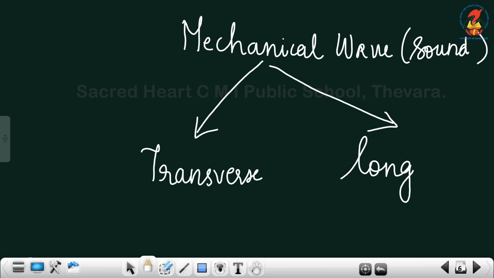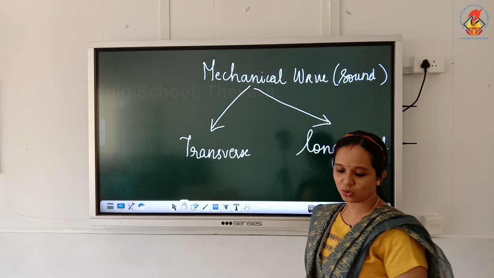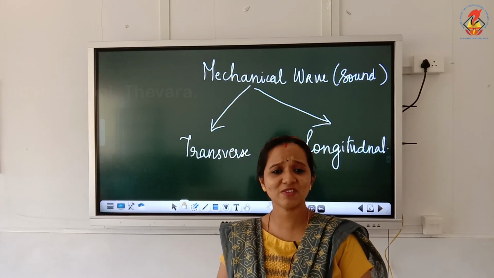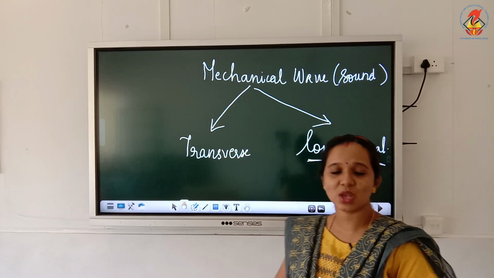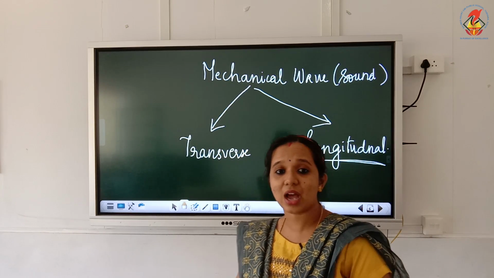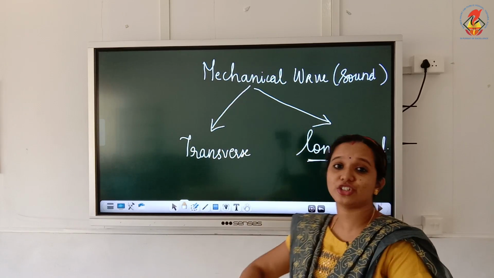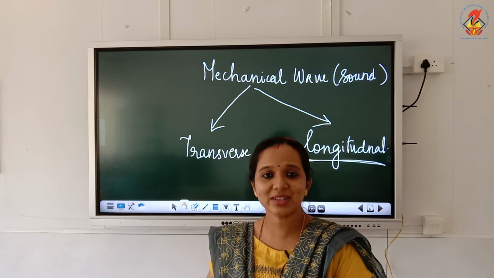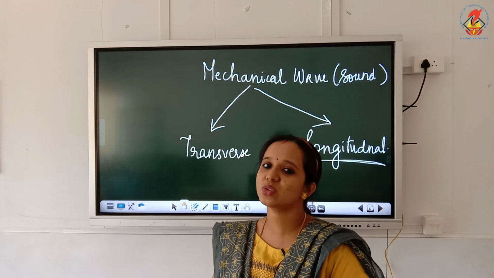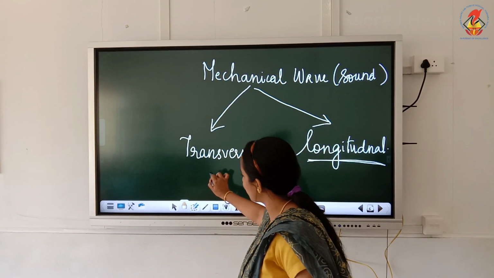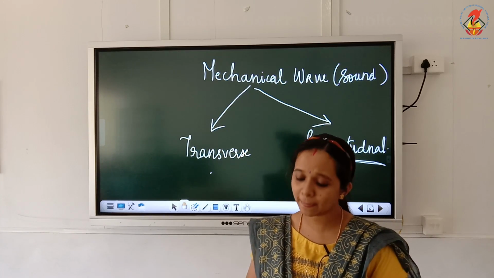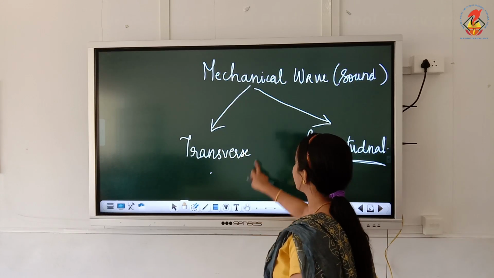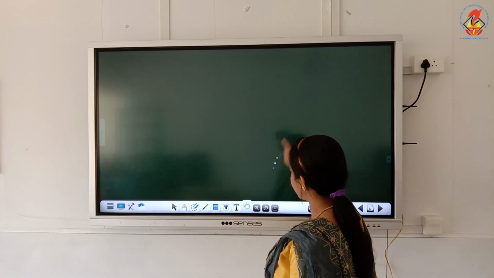transverse and longitudinal. Okay. And sound waves in air are longitudinal waves. Sound waves when propagates through air comes under the category of longitudinal waves. To understand what it implies, first we need to understand what is transverse and what is longitudinal waves in detail. Now let us come to the topic transverse waves.